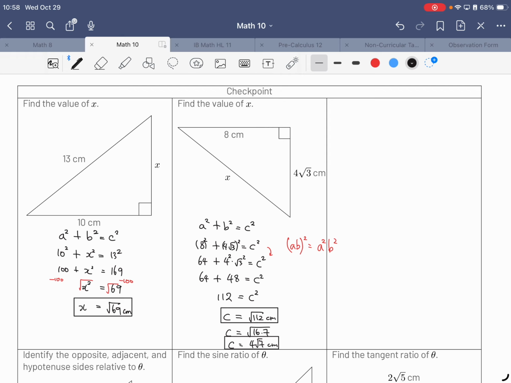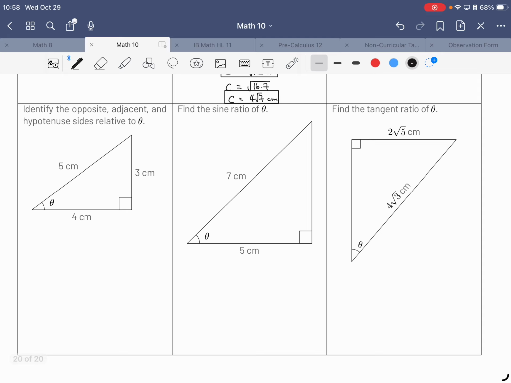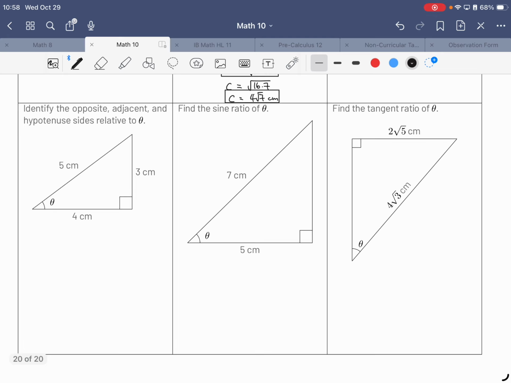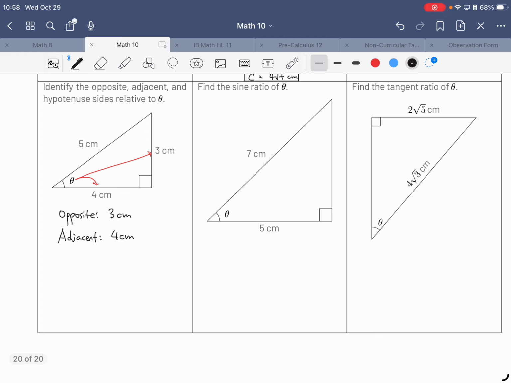There you go. First row finished. Let's move on to the second row. First question, identify the opposite, adjacent, and hypotenuse sides relative to theta. That's probably simple. Let's start with the opposite. The opposite side of a specific angle is literally the opposite side. So that's going to be 3 centimeters. And the adjacent side is the side that is next to theta, that is not the hypotenuse. So that's 4 centimeters.